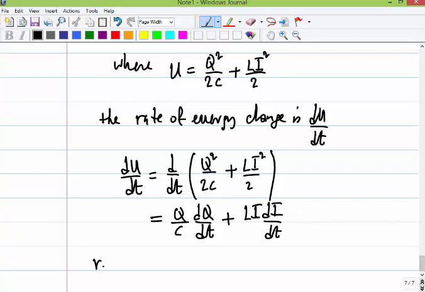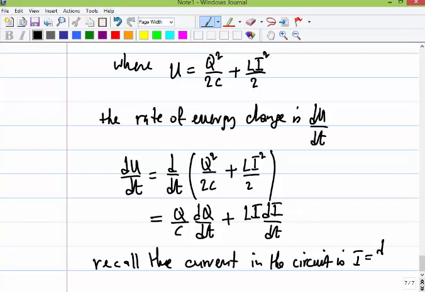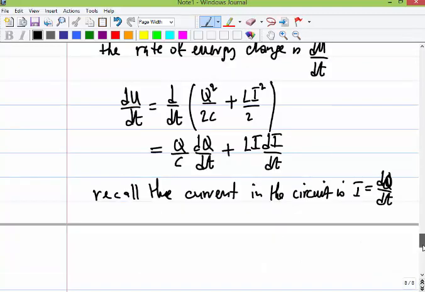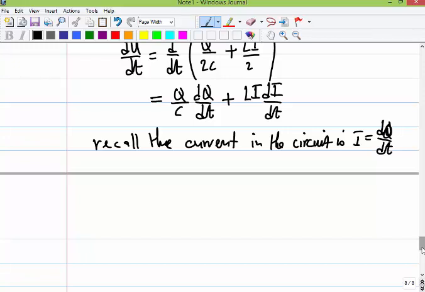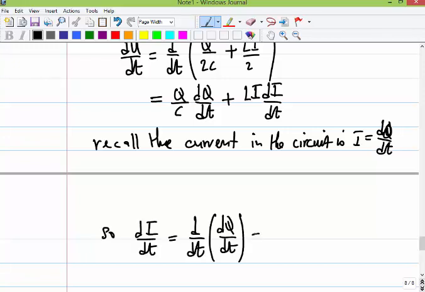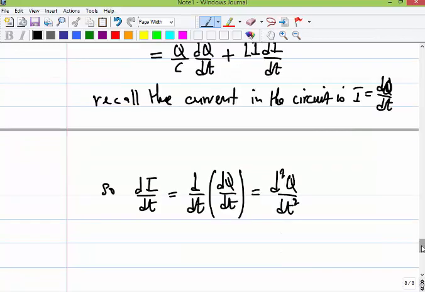We shall recall that the current is given by dQ/dt in the circuit. So current I is dQ/dt. We can use that. So dI/dt is d squared Q over dt squared. So we can say Q over C times dQ/dt.